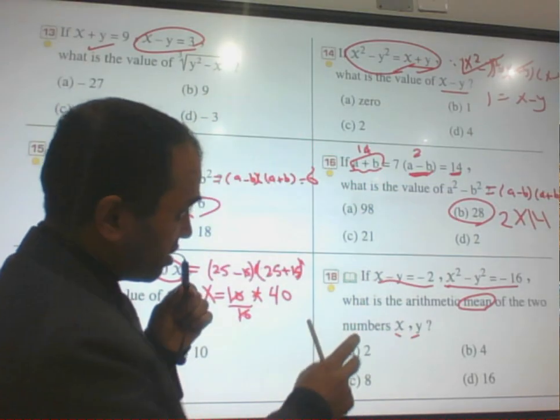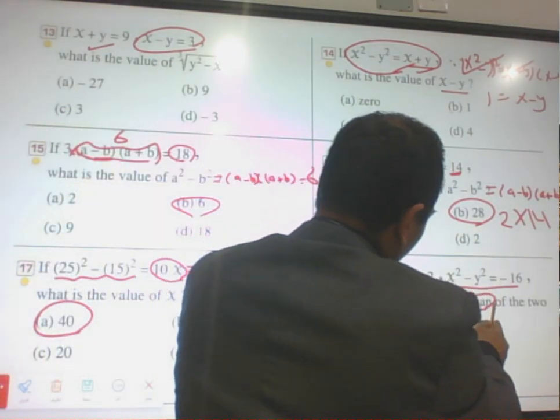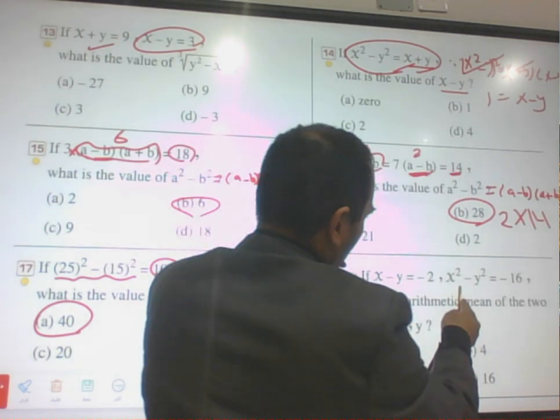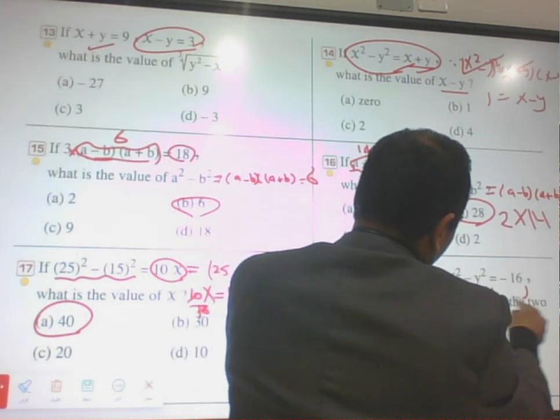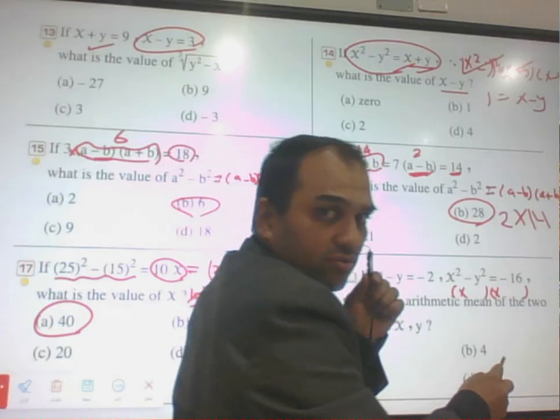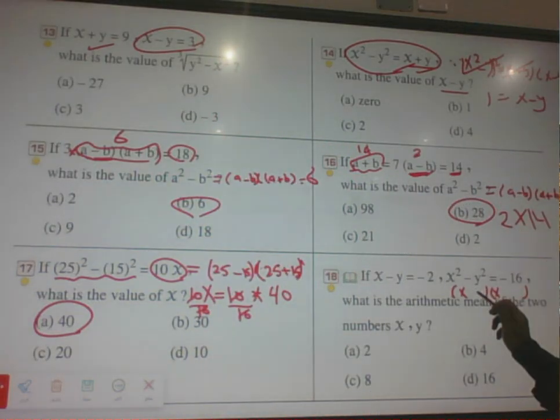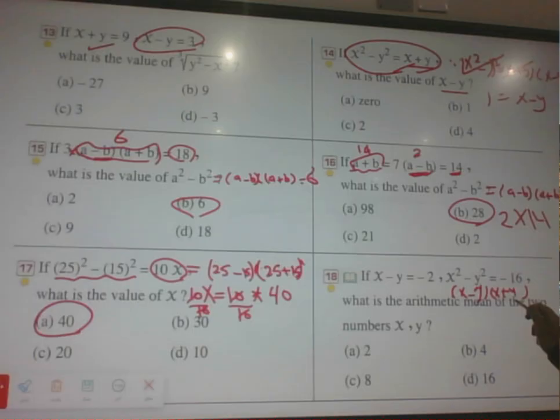In this example, it's direct. Why? Because he gives me x minus y and x power 2 minus y power 2. You can factorize this expression into two brackets. Right here, x times x, negative y times y, with the result 16. Look here, x minus y was negative 2. Then negative 2 product by what equals 16? Negative 2 product by negative 8. Then x plus y.